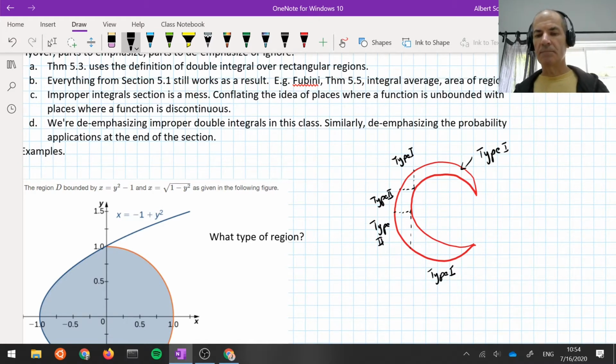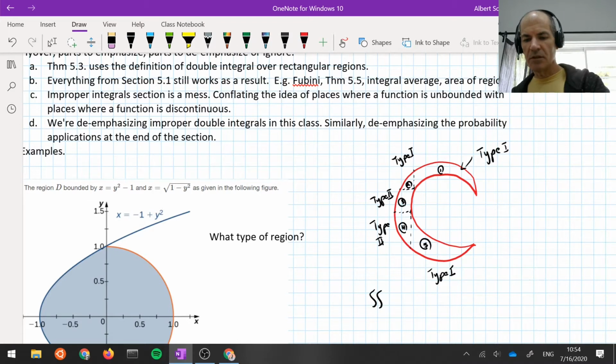So we always have the option of cutting up a complicated region of integration into type 1 and type 2 regions. And then what do you do? You just integrate all of these pieces and then add them together. So the total double integral over the general region, which we're using D for, would be the sum of all of those pieces.